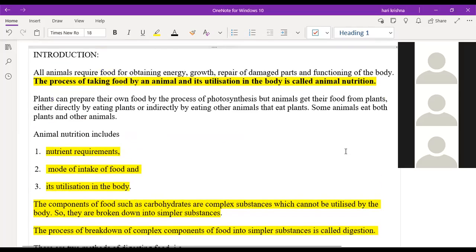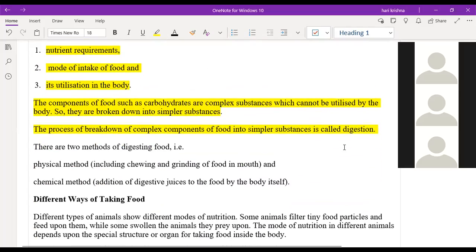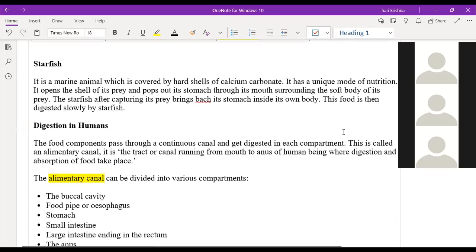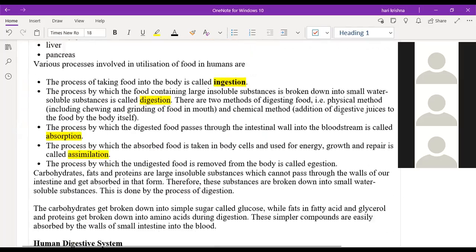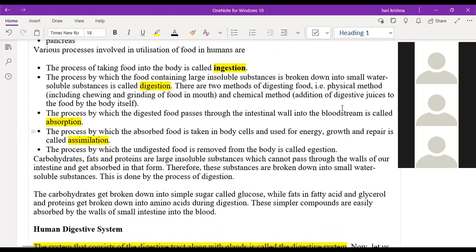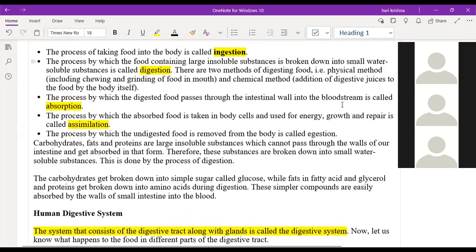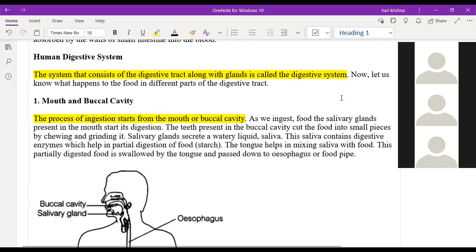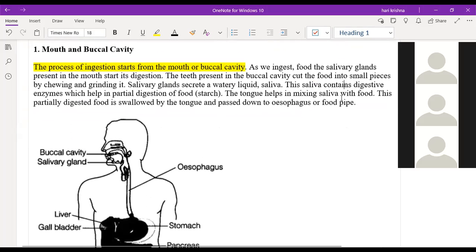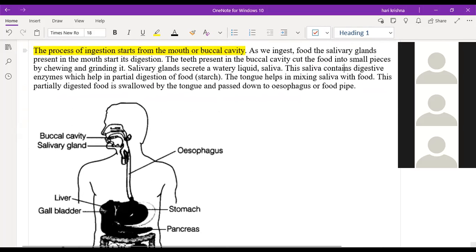So till now we have been discussing what the nutrition requirement is and the mode of intake of the food. And what is the digestive system in the case of human beings? And what are the 5 different steps involved in the utilization of the food in human beings? So these are the 5 steps. So next one is the human digestive system. It will start from the mouth and the buccal cavity.